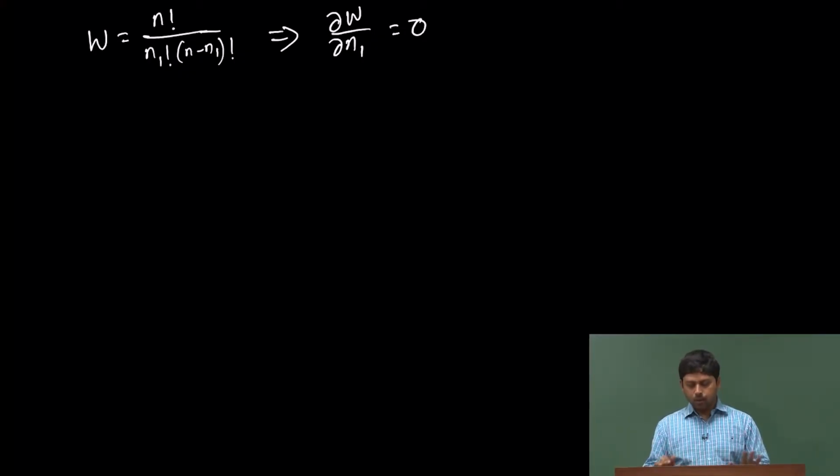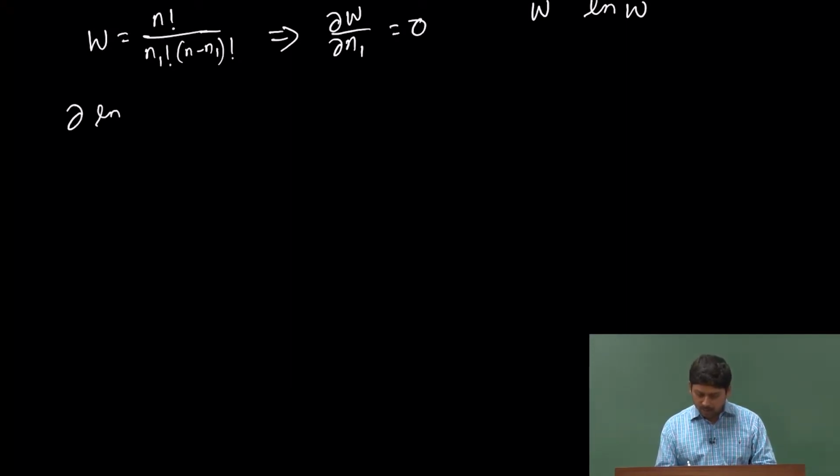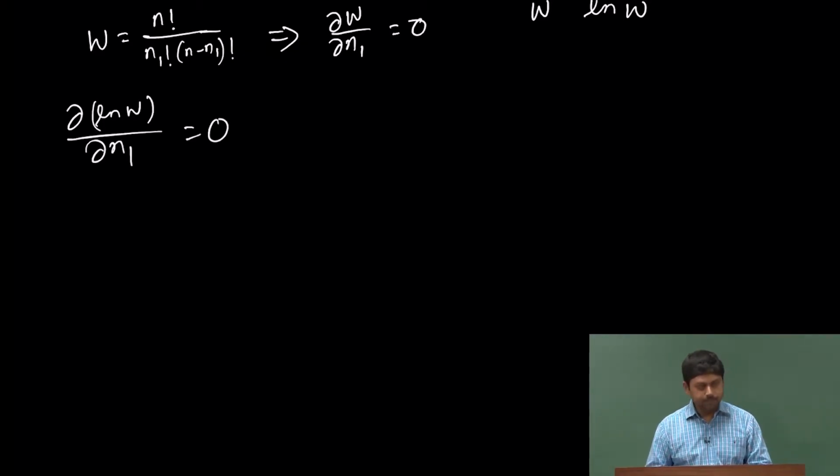Here we are just going to do the derivations of W. Now, since this problem is associated with something called factorial, maximizing W is difficult, but we know that maximizing W is essentially the same as maximizing ln of W. So, we are going to maximize ln of W with respect to n 1 and put it equal to 0. So, what is ln of W?